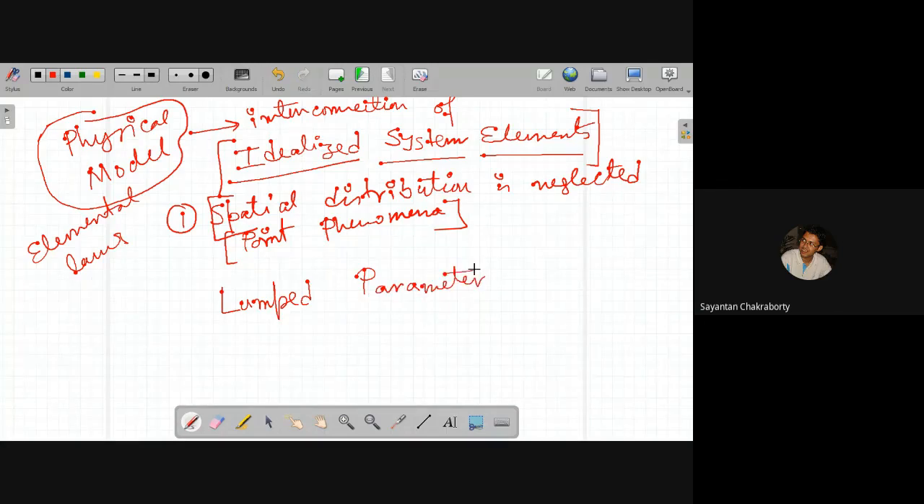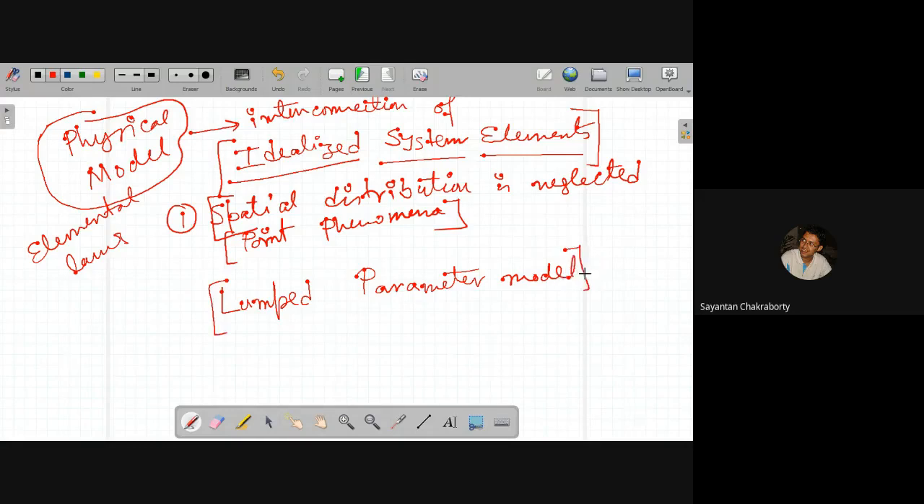Another common example of a lumped parameter model would be the resistances. We consider the resistances or the capacitance to be concentrated at a particular point while developing the electrical equivalent. But actually they are distributed. So the spatial distribution is neglected and they are considered to be point phenomena. And this is called lumping. And such models are called lumped parameter models.